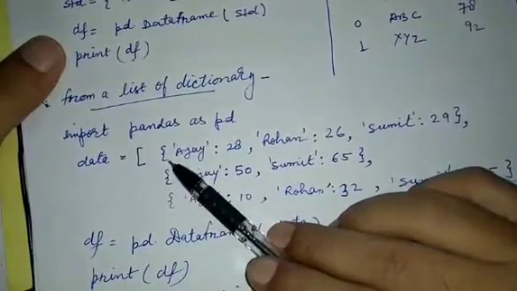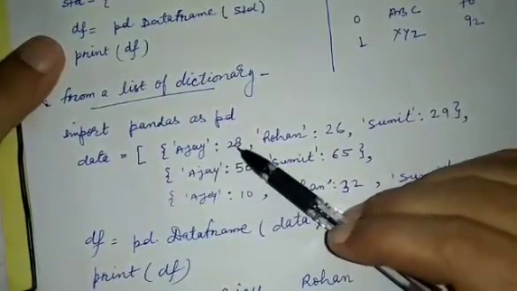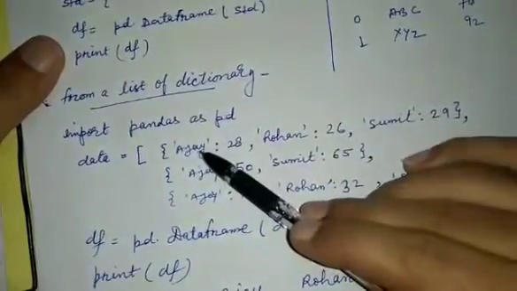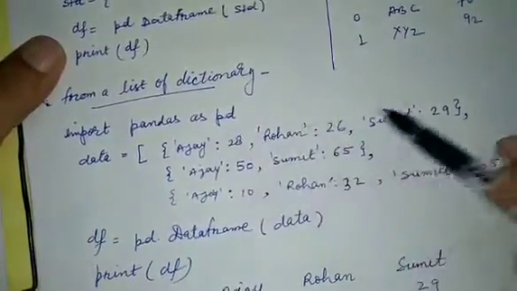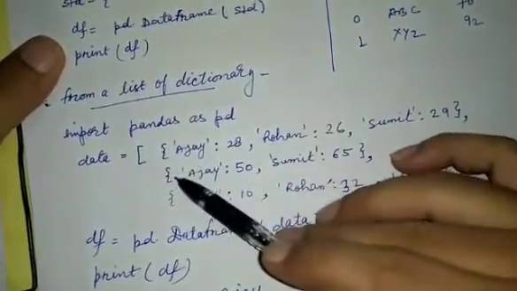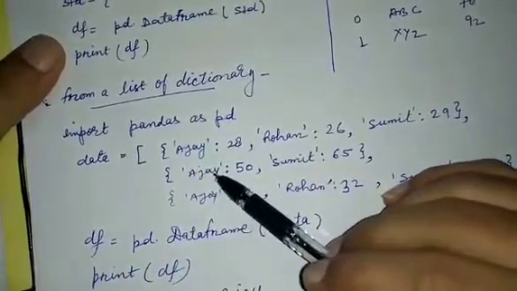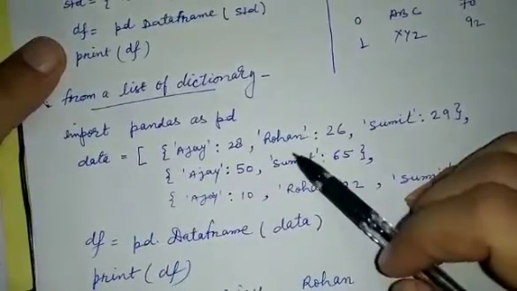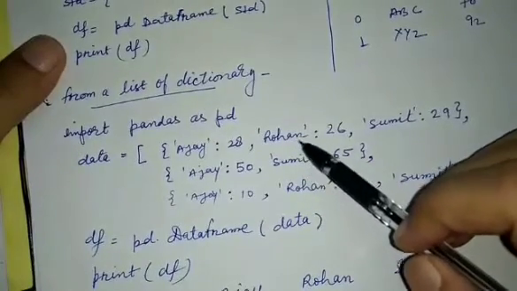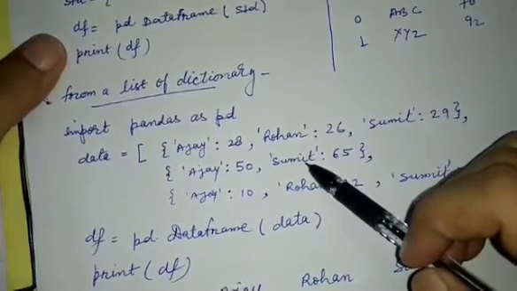List. The first element is a dictionary: Ajay 28, Rohan 26, Sumit 29. It is a dictionary. Keys are Ajay, Rohan and Sumit. Values are 28, 26, 29. Comma. The second element of this list is again a dictionary having Ajay and Sumit only. Here Rohan is not in this category, so it will be given a value NaN, not a number.